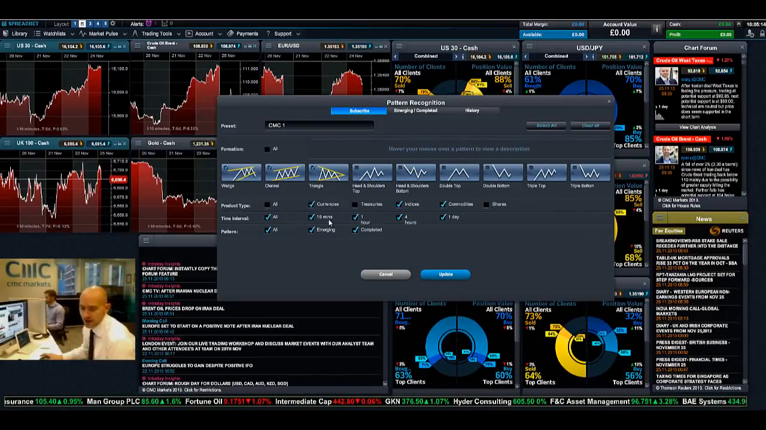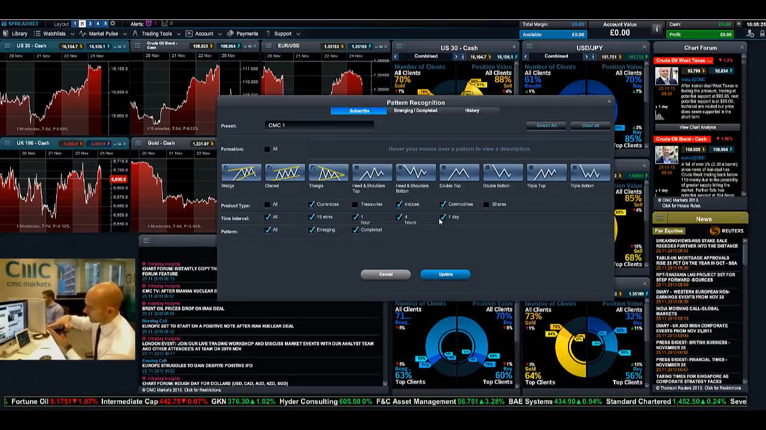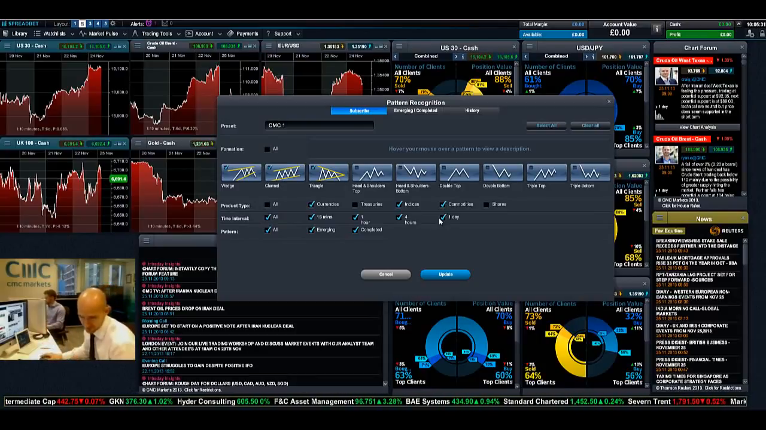Then you've got your time interval. Time interval is basically your candlestick interval that the charts will look at. So if you're looking at 15 minutes, 1 hour, 4 hours, or 1 day, that's just the interval of your chart. So if you've got a triangle formation and it's 15 minutes, each bar that you see within the pattern will be a 15-minute interval. And it's the same for 1 hour, 4 hours, and then 1 day.